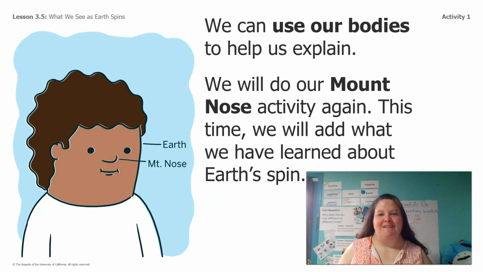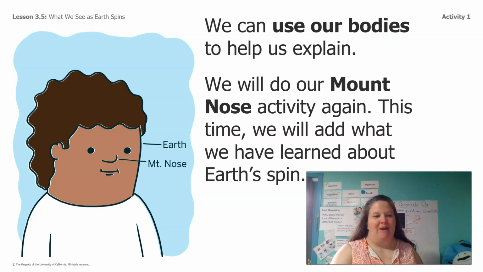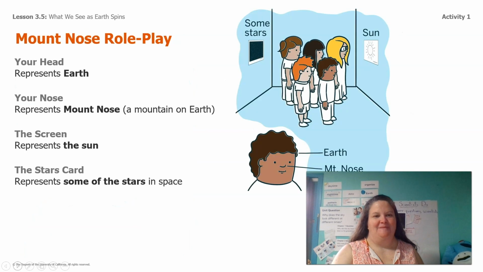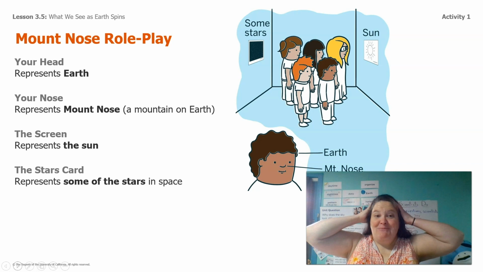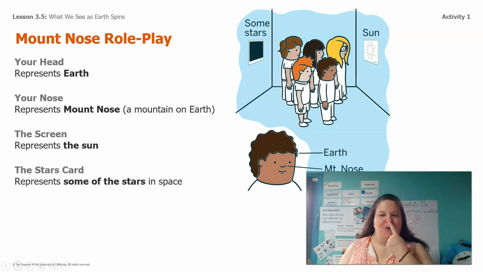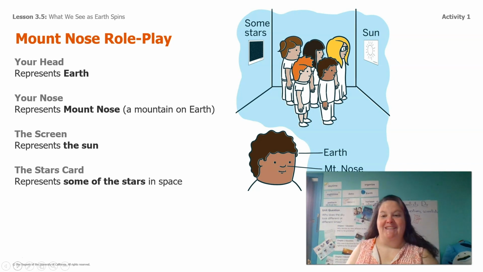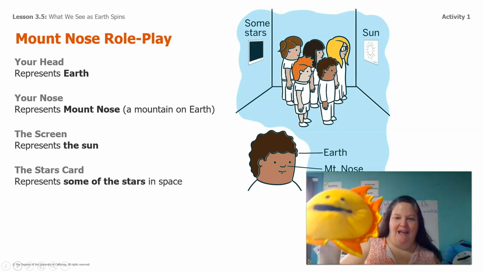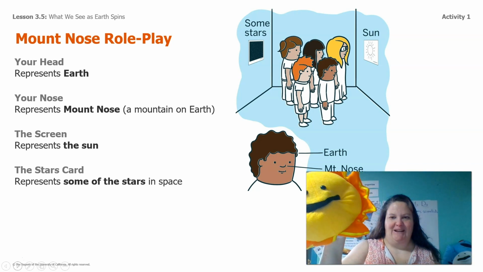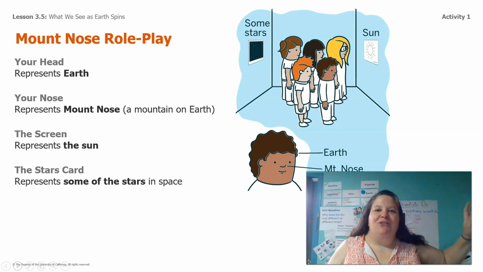We can use our bodies to help us explain. We're going to do our Mount Nose activity again, and this time we're going to add what we've learned about the Earth's spin. So we've done this before. Remember, your head represents the Earth and your nose represents Mount Nose, so a mountain on Earth. Our screen is going to represent the sun because I'm going to have our sun puppet up here at the screen, okay? And then you're going to imagine that behind you is some stars.